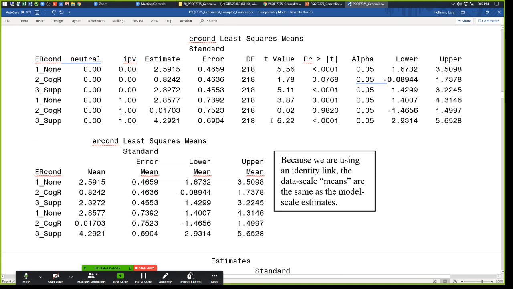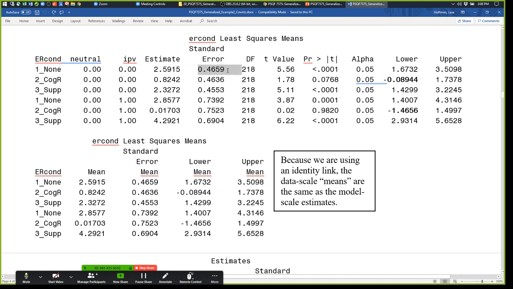And here are my means. And I wanted to point out something interesting in the means. So I asked for estimated means per condition, holding neutral at zero. Here are the counts. So on average, for instance, somebody in group one without a history of IPV has an average of 2.6 mean things said.